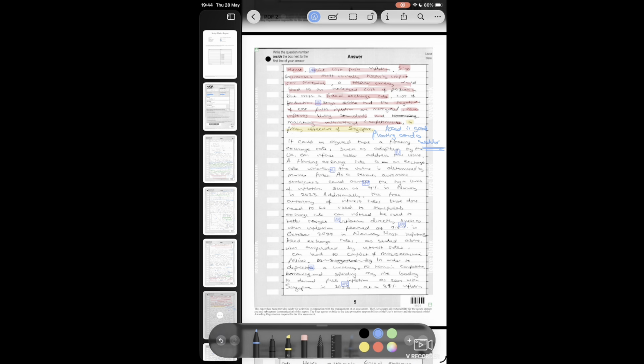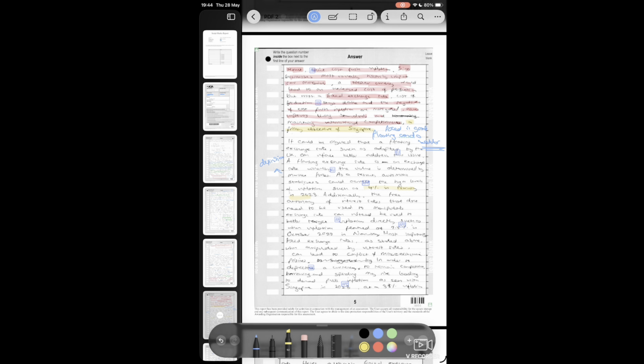It could be argued that a floating exchange rate, such as adapted by the UK, can in fact better address this issue. A floating exchange rate is an exchange rate whereby the value is determined by market forces. Bang. Definition. As a result, automatic stabilizers could correct the high levels of inflation, such as 4% in Norway in 2023. Bang. Got my facts and figures right there.